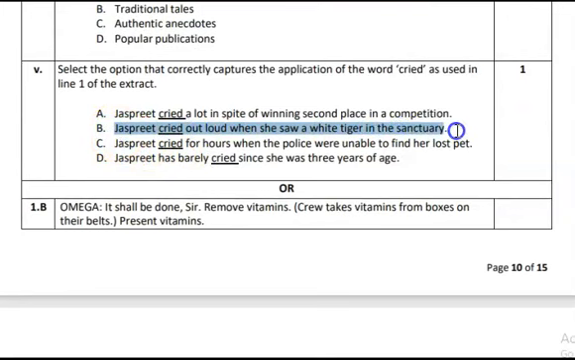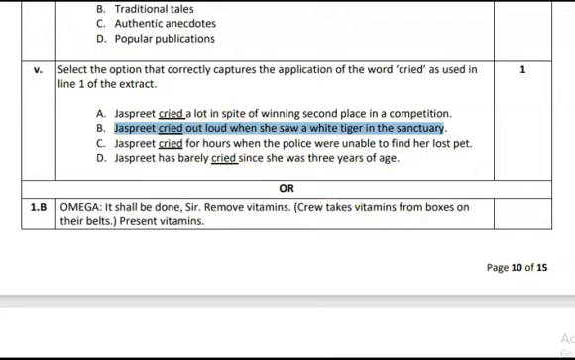Answer B will be the correct answer, because Jaspreet cried out loud when she saw a white tiger in the sanctuary. So in this statement, the meaning of the word cried is showing Jaspreet's excitement, or you can say happiness, to see the white tiger in the sanctuary. So now I feel that if you attempt this question, it will be easier for you to score 5 by 5. If you find it difficult in the first extract, in the second extract, then this one is easier.